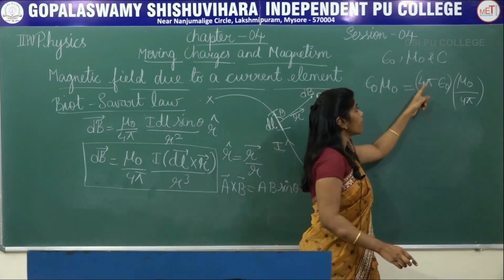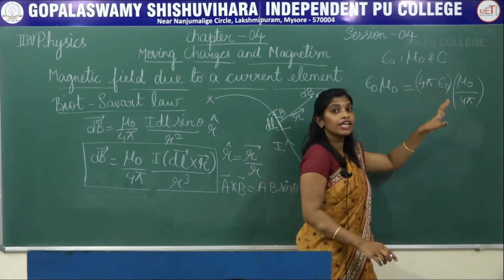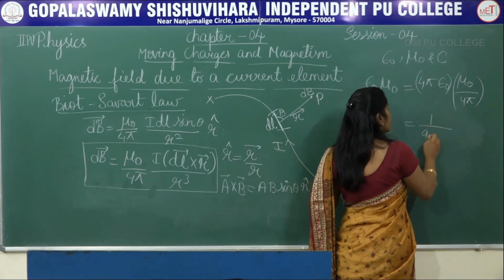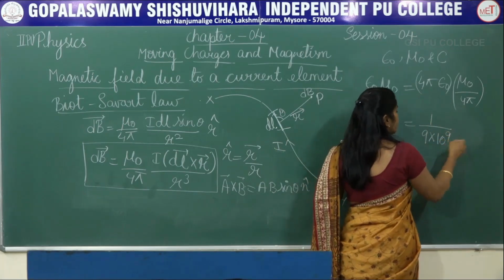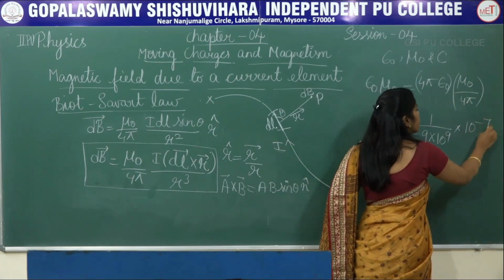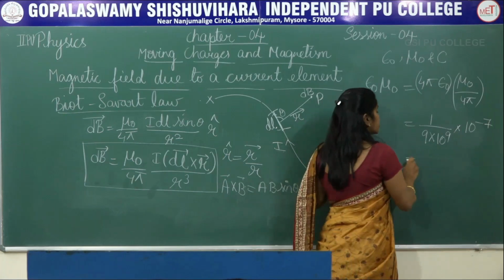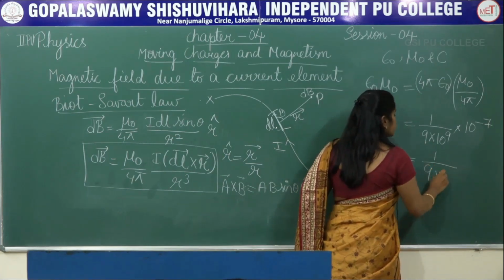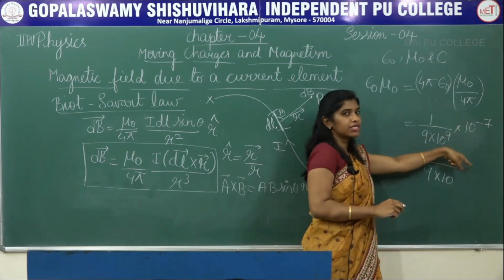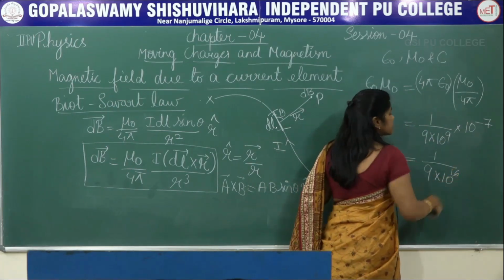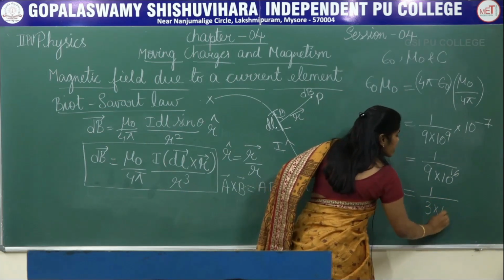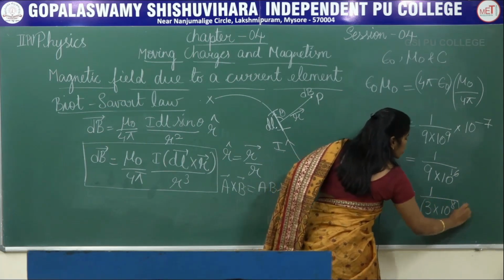The value of 1 by 4 pi epsilon naught is 9 into 10 power 9. Then 4 pi epsilon naught will be 1 by 9 into 10 power 9, and mu naught by 4 pi is 10 power minus 7. Now this can be written as 9 into 10 power 9 plus 7, that becomes 10 power 16, or I can also write this as (3 into 10 power 8) whole square.